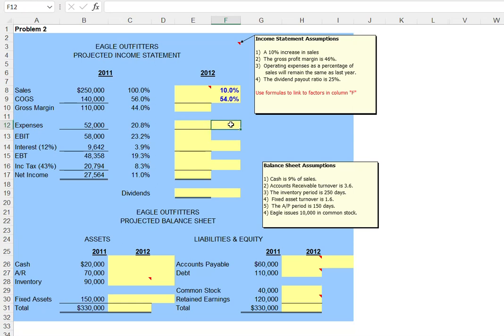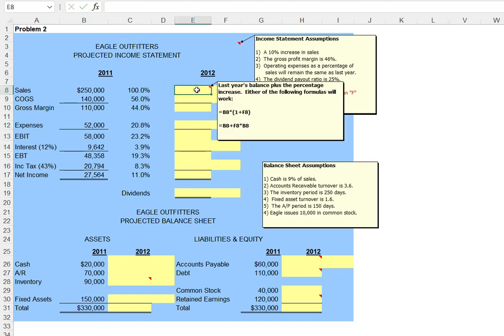We're told that our expenses will be the same percentage of sales as last year. Well, last year they were 20.8% of sales, so they'll be the same in the current year. Let's go ahead and do some of these.